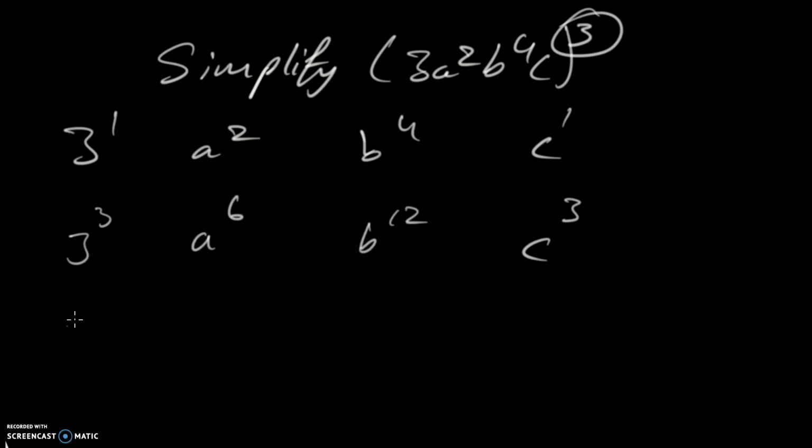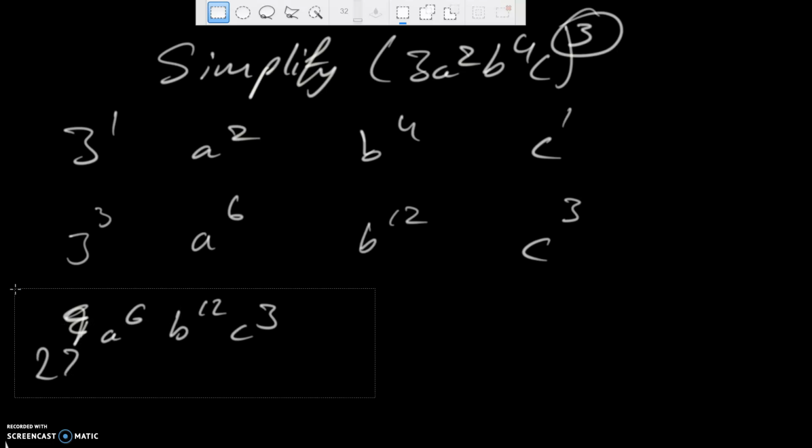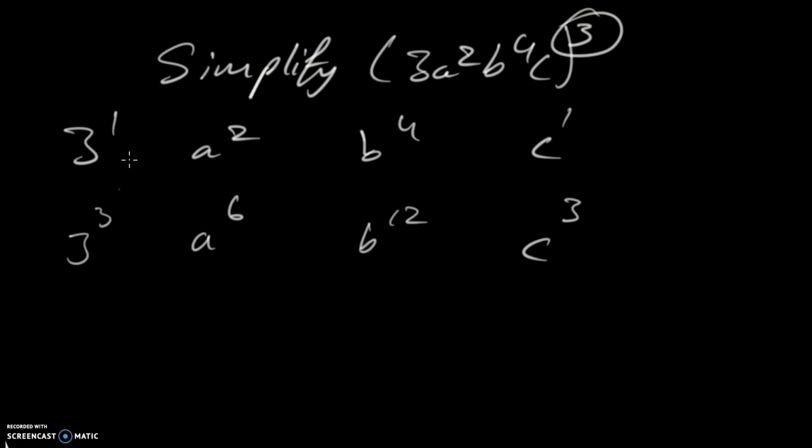So then you'd find all the values. So this would turn into a 9, a 6, b12, and c3. So your, wait, no, sorry. 3 cubed should be 27. So let me just quickly delete that so I don't confuse you guys. 27, a to the power of 6, b to the power of 12, and c to the power of 3. That is what your answer should have been.